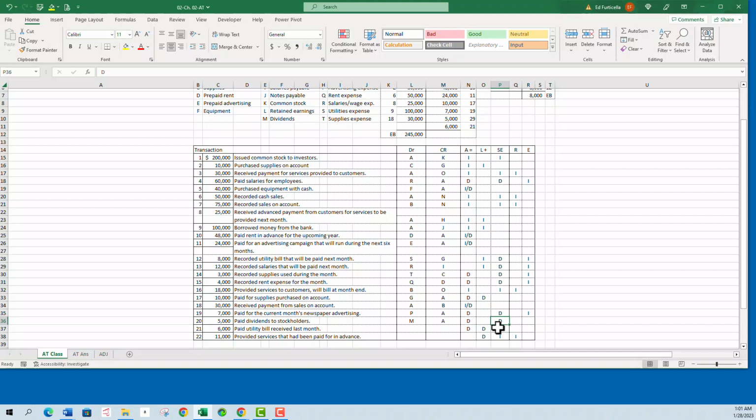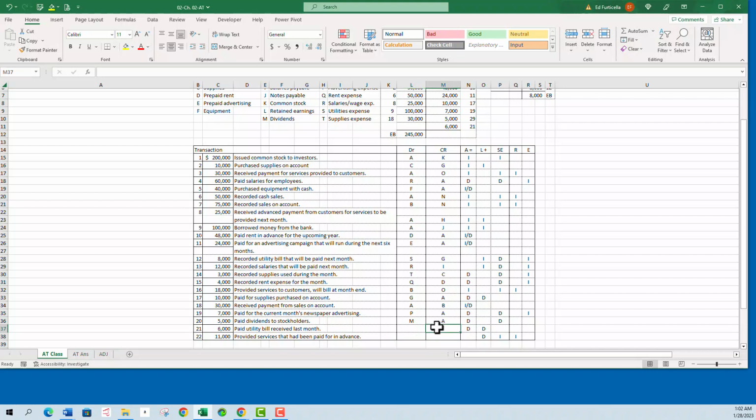Number 21 says that we paid a utility bill that was received last month. The two accounts involved are cash and accounts payable. Now cash is obvious because it says that we paid a bill. So we paid with cash. Cash is an asset. Cash is decreasing. So we're going to credit cash. We're going to credit A. The debit is going to be to accounts payable. So we're going to debit G because the debit side is the decrease side for a liability.